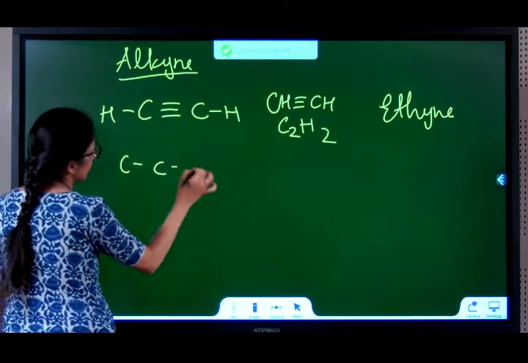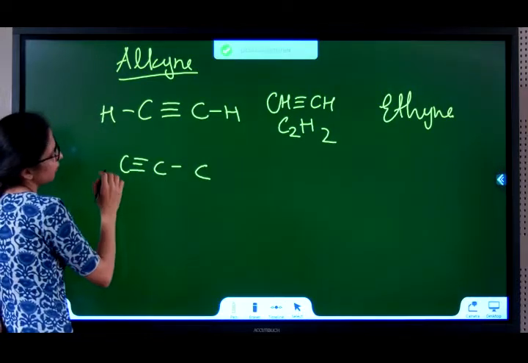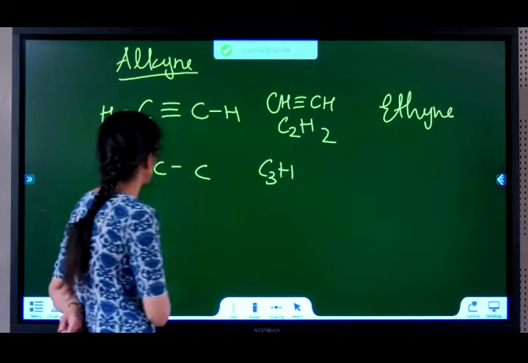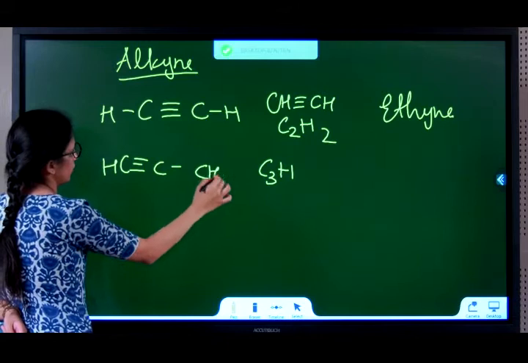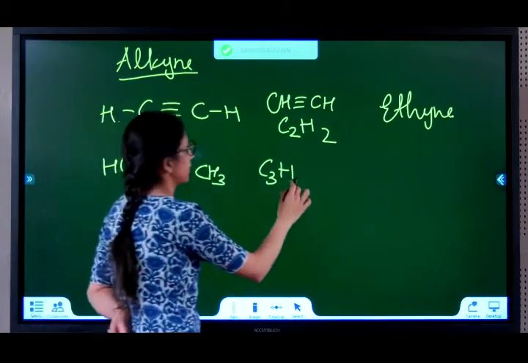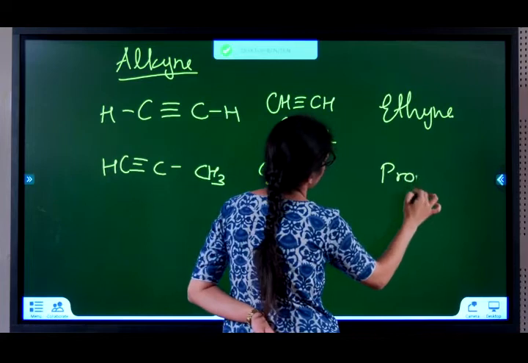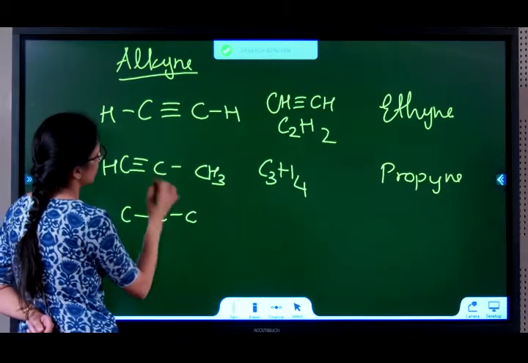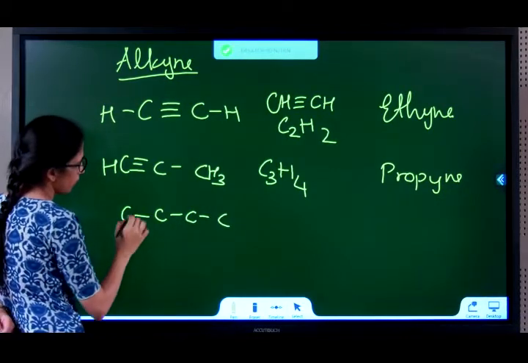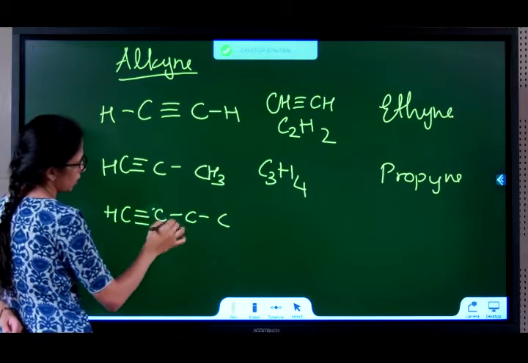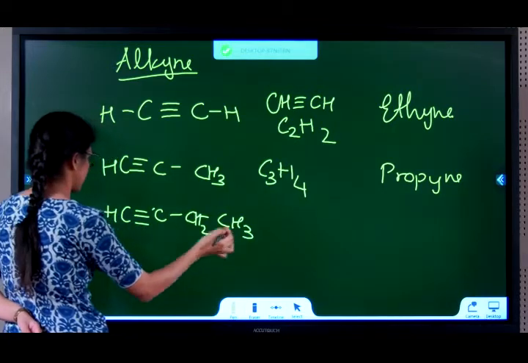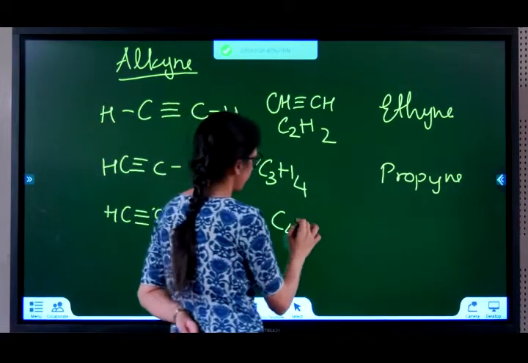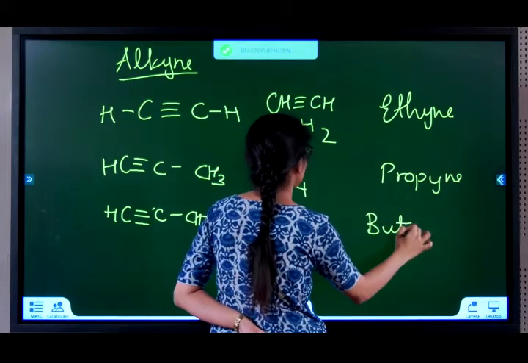Next, 3 carbon atoms, put triple bond here, put your remaining H's. What happens? C3, let's count the H, H3. Yes, C3H4, propyne. Why am I not putting a number? Because the triple bond is at position 1. 4, put triple bond, H, H2, H3. 3 plus 2, 5, 5 plus 1, 6. C4H6, butyne.